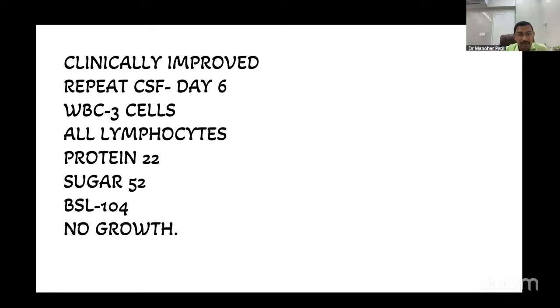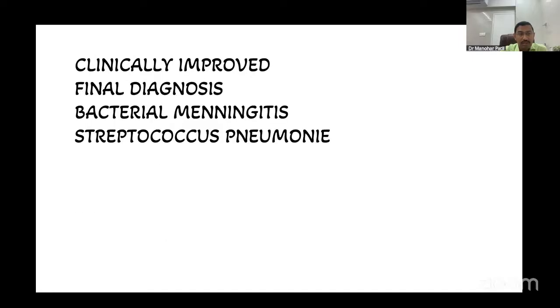Clinically, baby improved. The repeat CSF on 6th day, the WBC count is only 3 cells, and all were lymphocytes. Protein 22, protein is from 58 to 22. It is reduced. Sugar is 52, along with random blood sugar 104. And CSF culture was normal. Clinically the patient improved. The final diagnosis is bacterial meningitis because of Streptococcus pneumoniae.